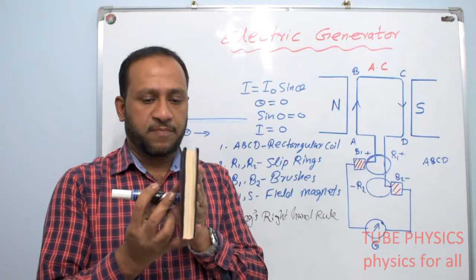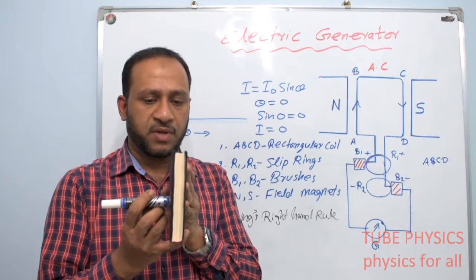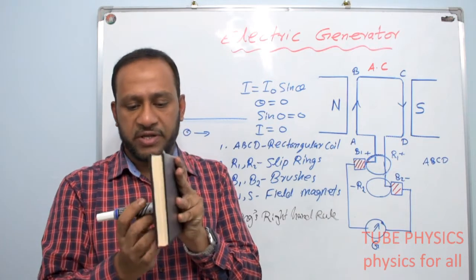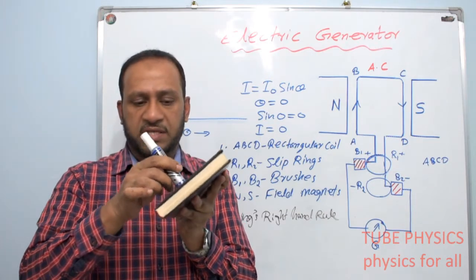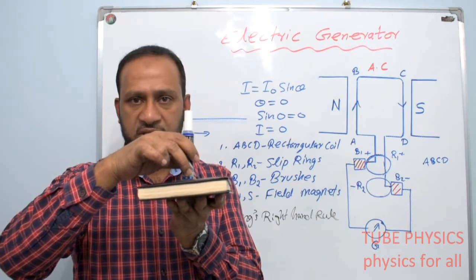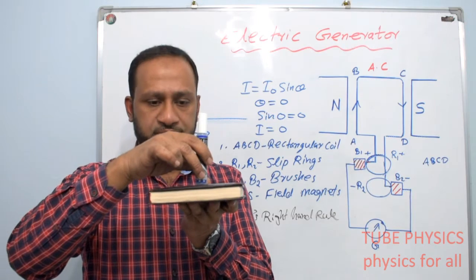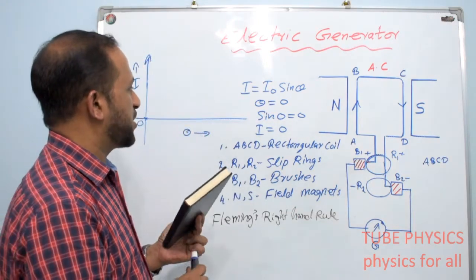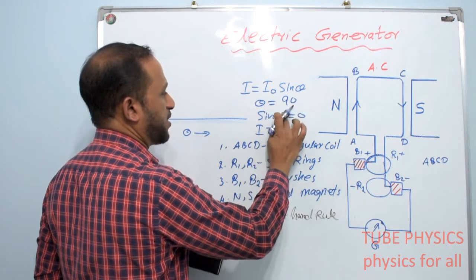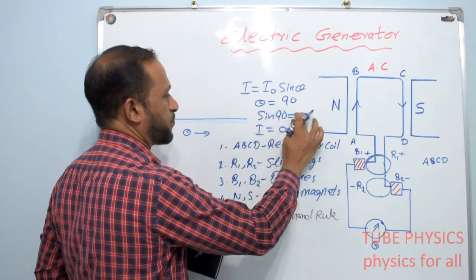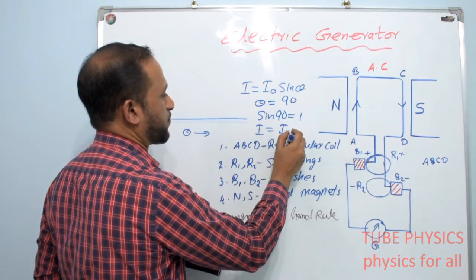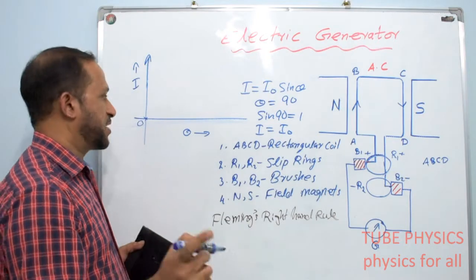Now suppose the armature or the rectangular coil starts rotating. When it rotates in this direction, the current will keep on increasing because theta is increasing and the sine value is increasing. We know that the sine theta value is maximum when theta equals 90 degrees, since sine 90 equals 1. So when the armature rotates 90 degrees, theta becomes 90 degrees, sine 90 is equal to 1, then I becomes equal to I naught. That means the current becomes maximum, the peak value.